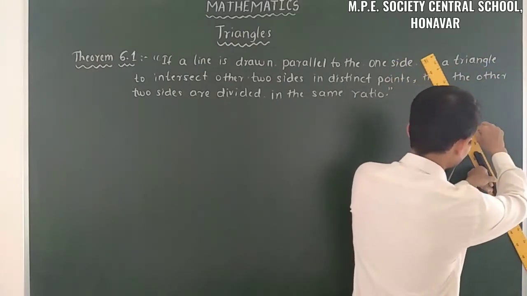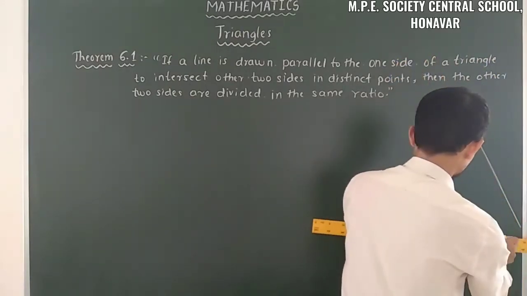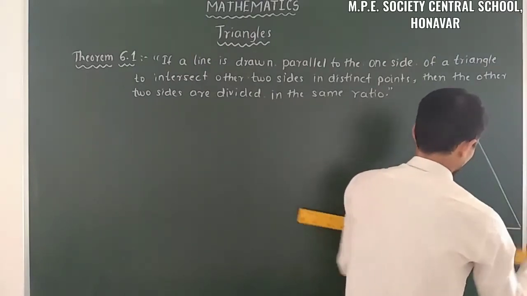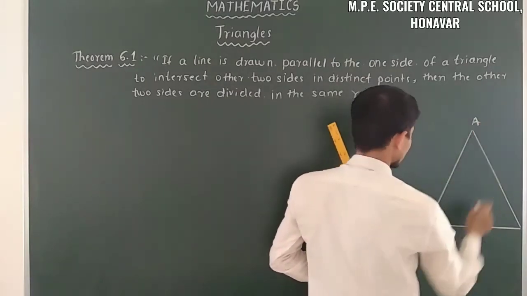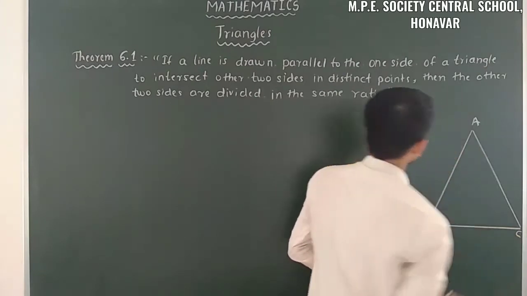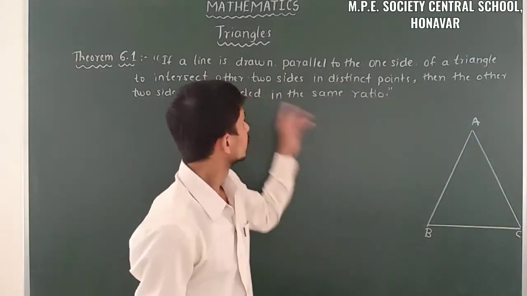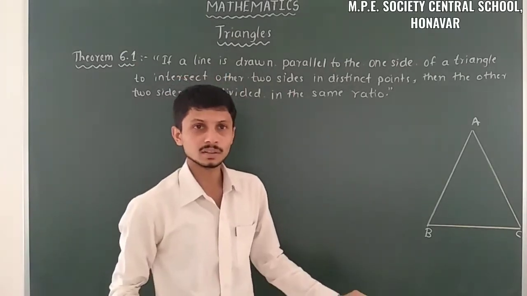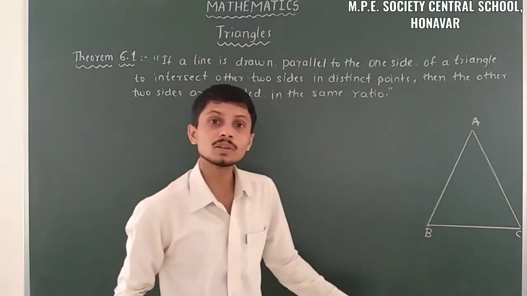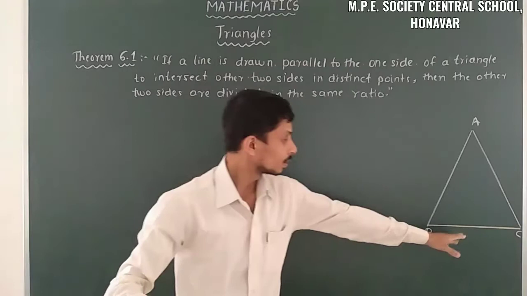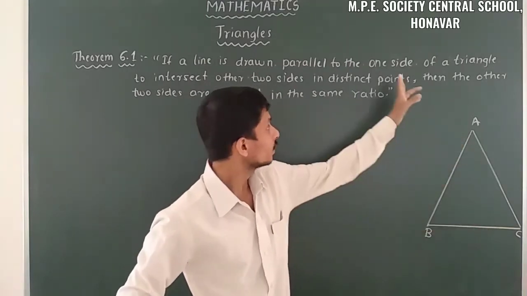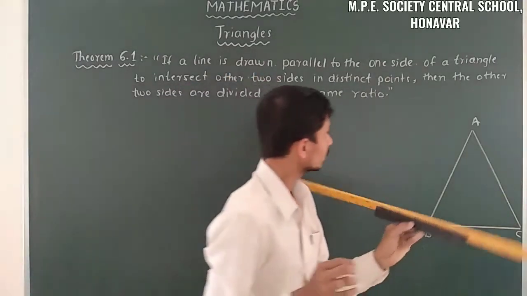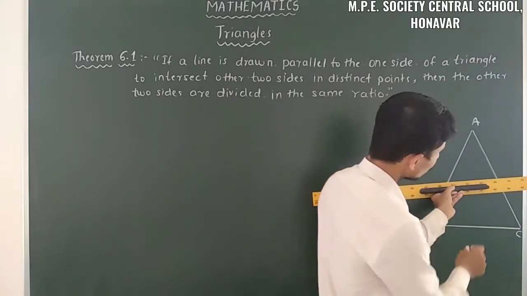So firstly we have to draw a triangle. Here we have to draw a triangle. So here I will consider it as ABC. Yes. Here it is a triangle. So here, if a line is drawn parallel to one side, whichever side you can take, here I will take the BC side. So we have to draw a line parallel to BC and intersect the other two sides in distinct points. So here I will take like this. Here it is parallel to BC.